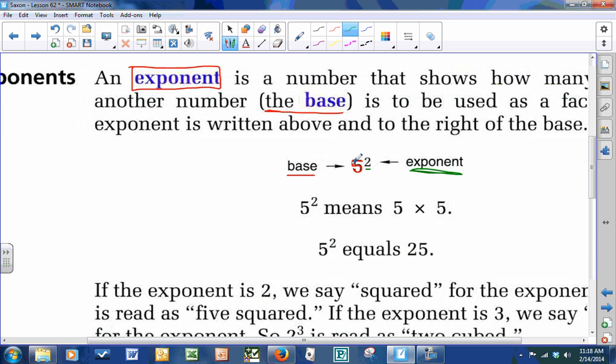The base means that's your factor. So you would write down the number 5. And the 2, the exponent, tells you how many times that digit, that factor, is going to appear in your equation. So if you have a 2, then you're going to write 2 5s and multiply them together. 5 with an exponent of 2, or we would say squared, means 5 times 5.